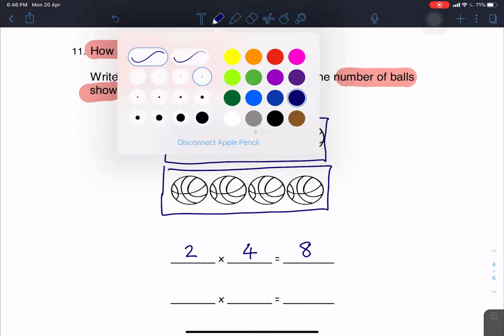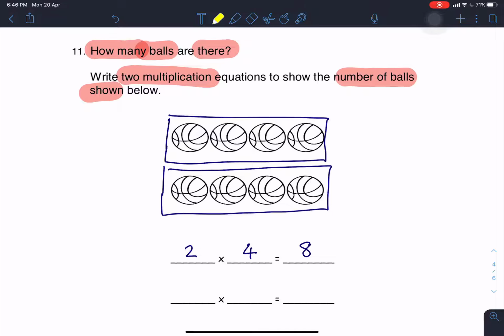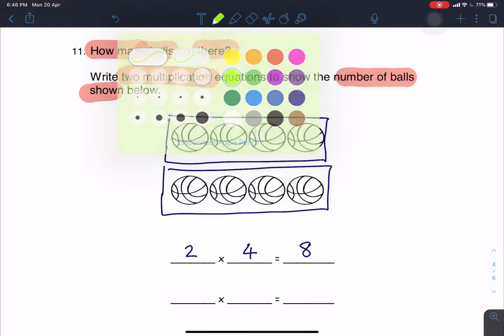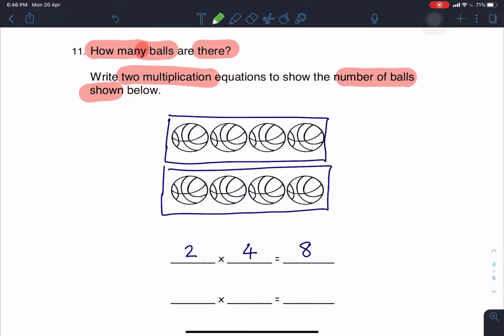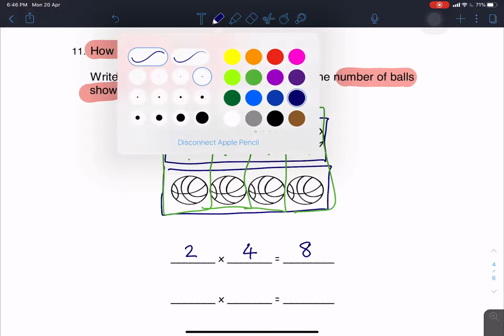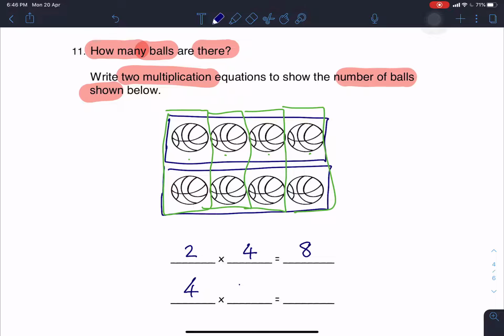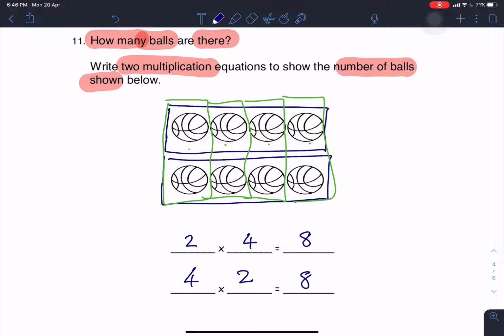Now let's take a look at another way of grouping. Let's use green. Looking at my green ink, I can also form it in this way. So the green boxes, I would have 1, 2, 3, 4 groups. So I'll have 4 groups of 2 because there's 2 in each, which also gives me 8. So these are the 2 multiplication equations we can show.